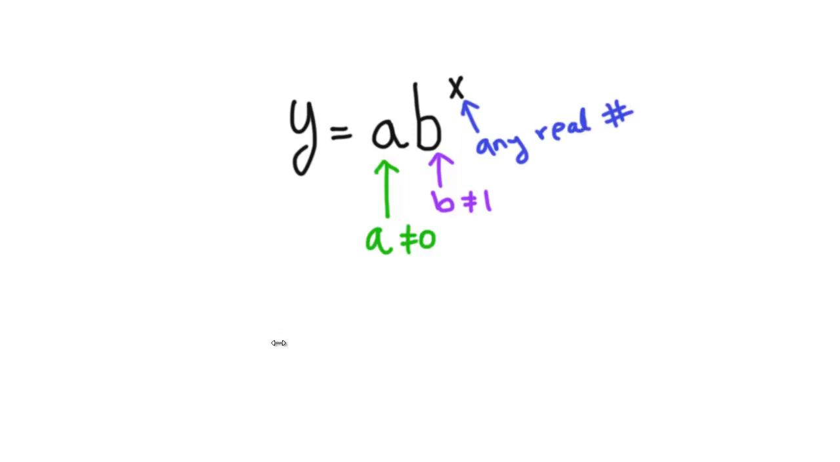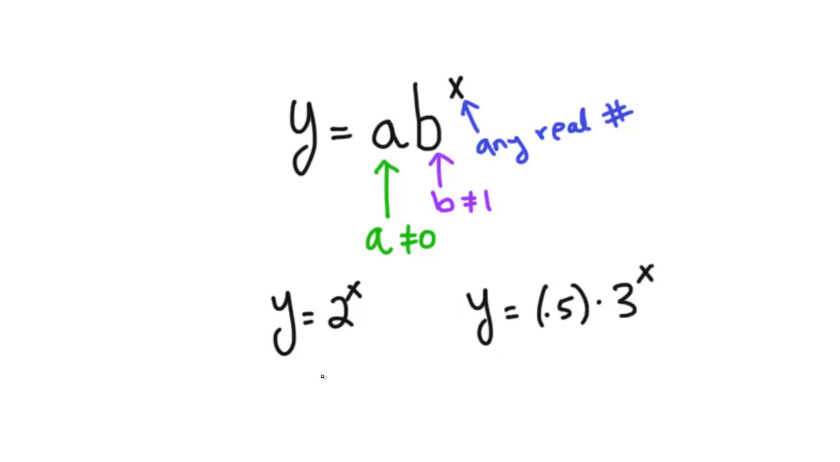Here are some examples of exponential functions. You can have y is equal to 2 to the x power, or you can have y is equal to 0.5 times 3 to the x power, or you can use function notation and write down f of x is equal to 7 times 3 to the x power. So any of these would be an example of an exponential function.